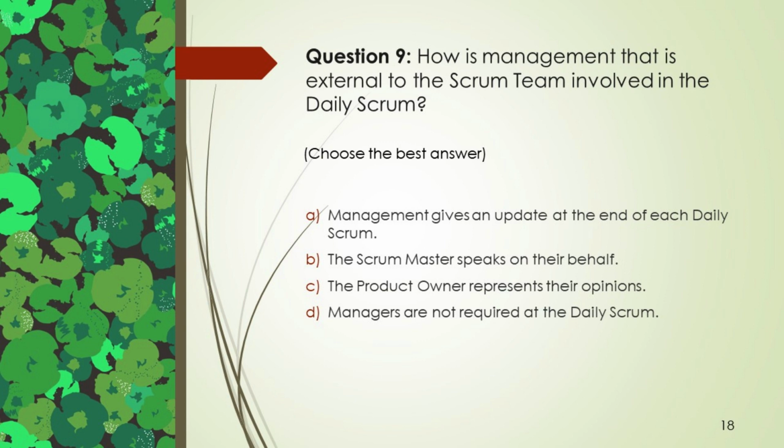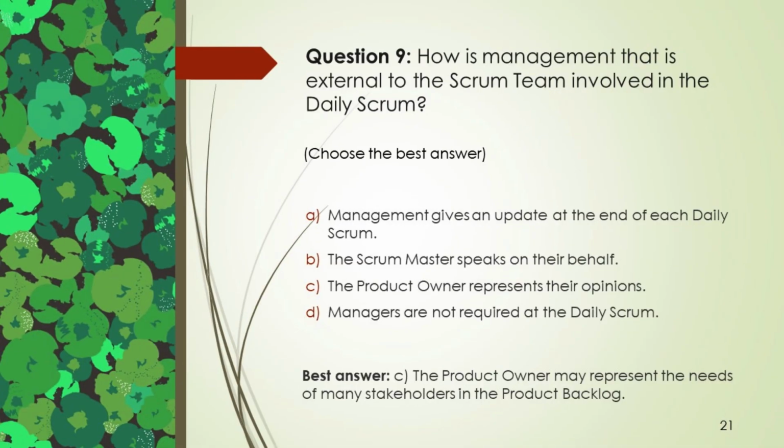Question 9. How is management that is external to the Scrum team involved in the daily Scrum? Choose the best answer. A. Management gives an update at the end of each daily Scrum. B. The Scrum Master speaks on their behalf. C. The product owner represents their opinions. D. Managers are not required at the daily Scrum. Best answer, C. The product owner may represent the needs of many stakeholders in the product backlog.